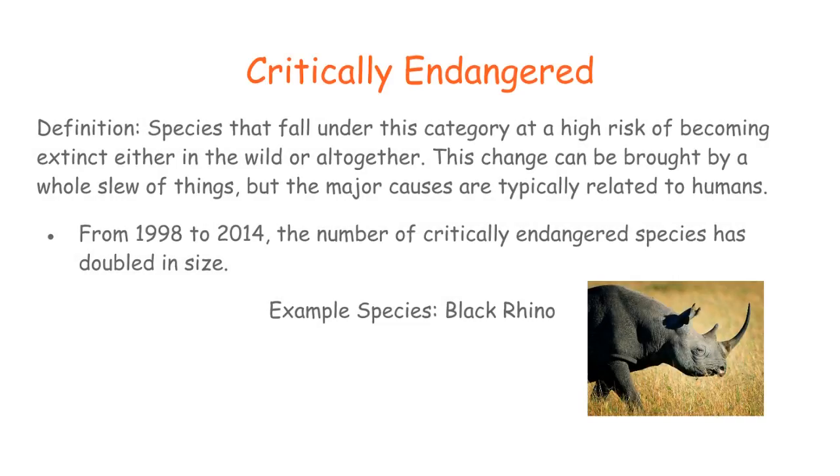The next status we are going to look at is the critically endangered status, and this basically refers to animals that are at high risk of becoming extinct, whether they are in the wild or altogether. Note that for animals to fall under this category, it turns out that for the majority, they have ended up in this category because of human-related causes.